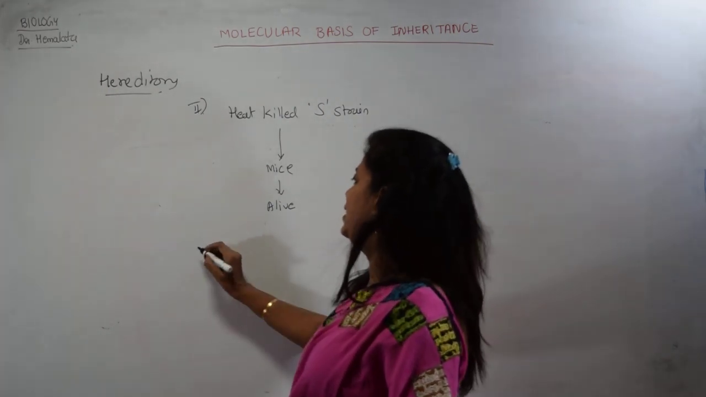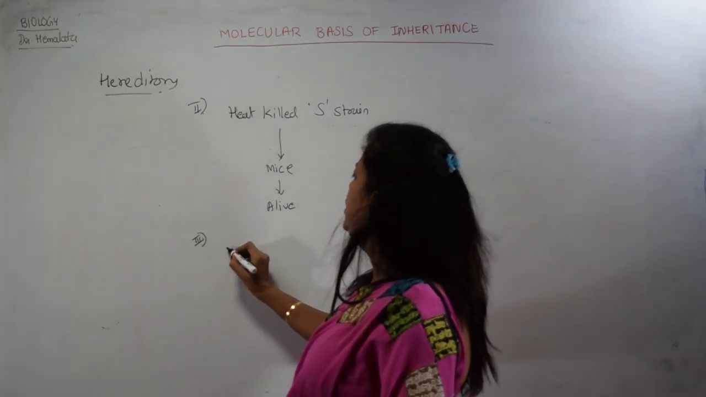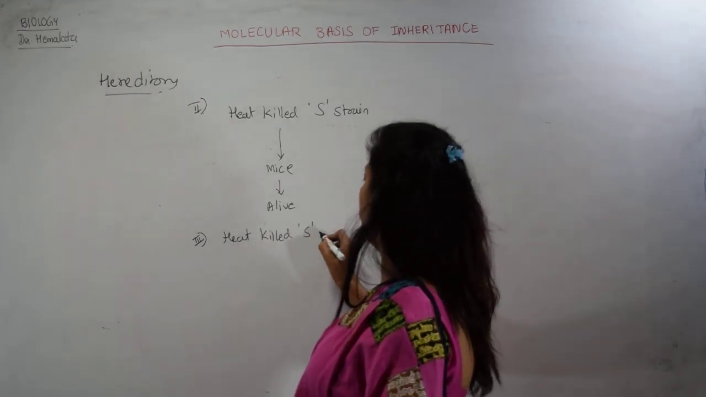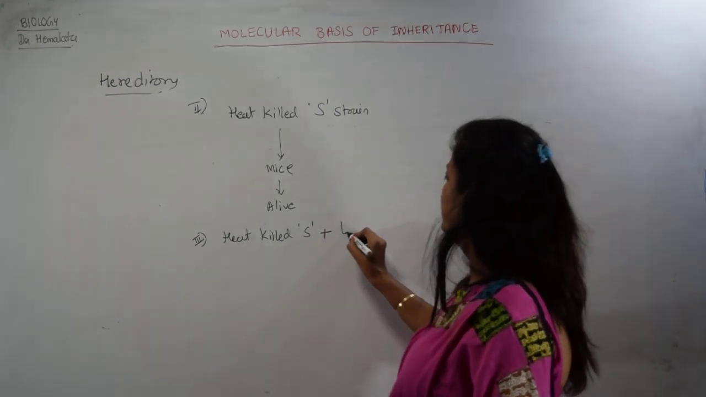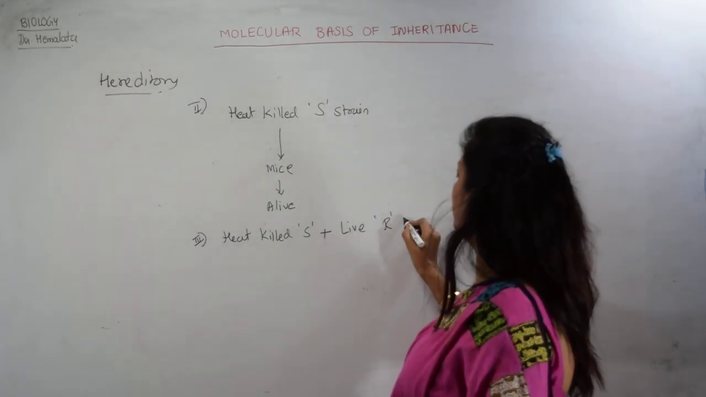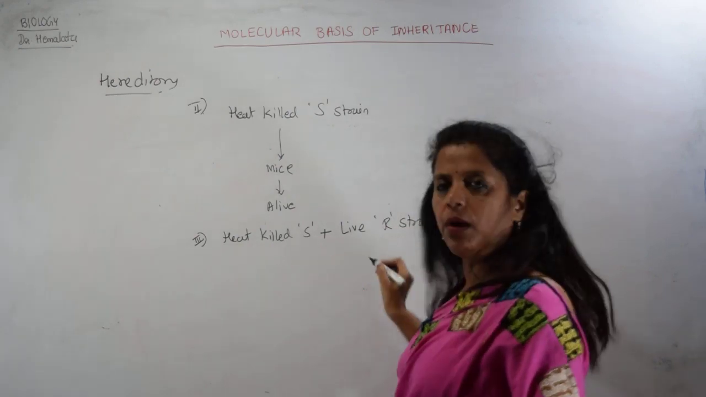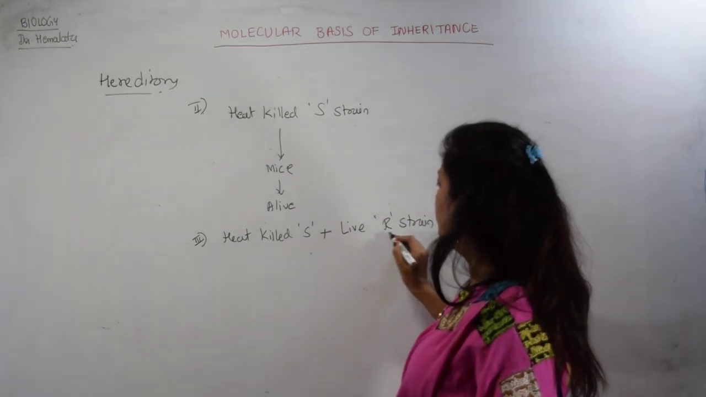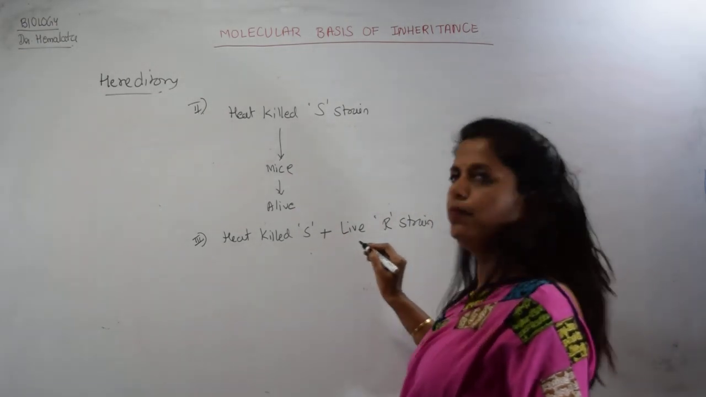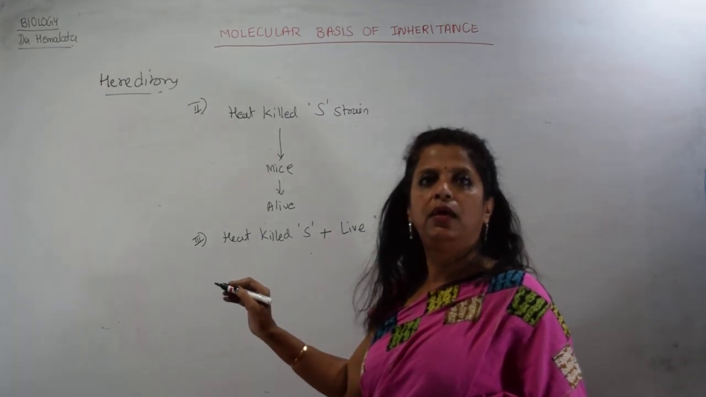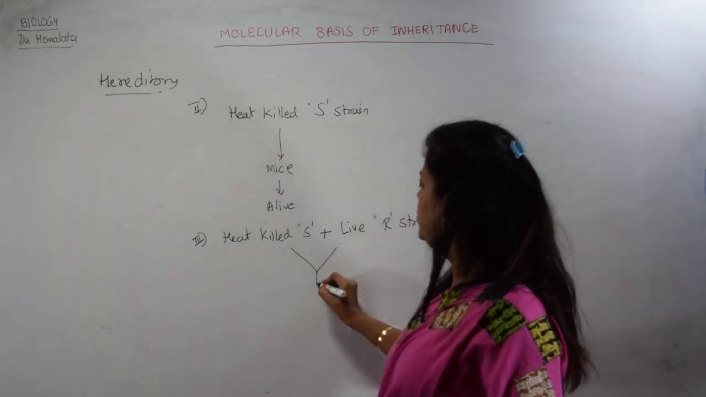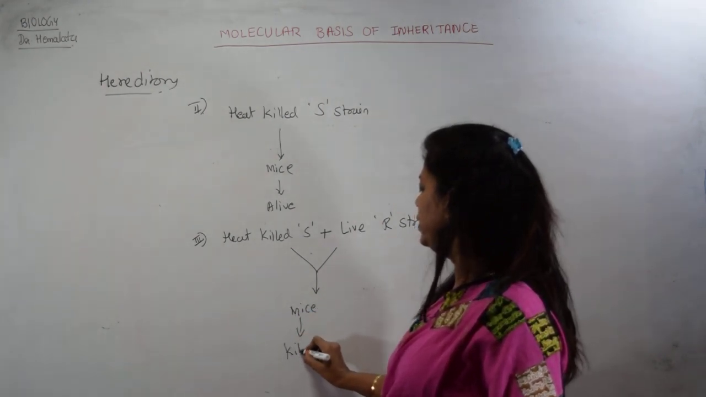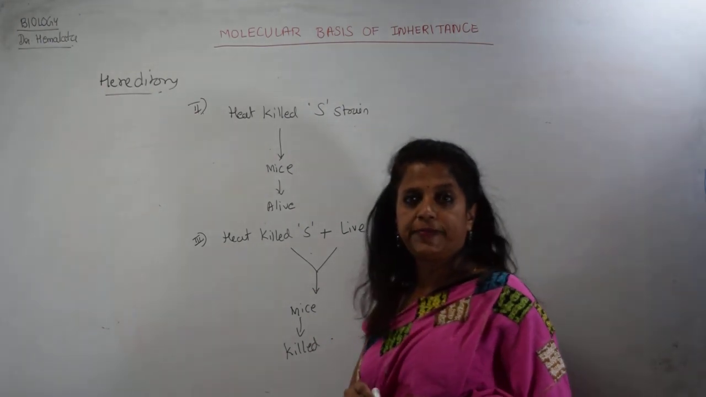But the next thing, the third way, what he did was, he took the heat killed S strain and combined it with the live R strain. Two strains he took. He combined them first. One is the heat killed S strain, which he combined with the live R strain. Then, when he injected the mice, they were again killed. So think about it.